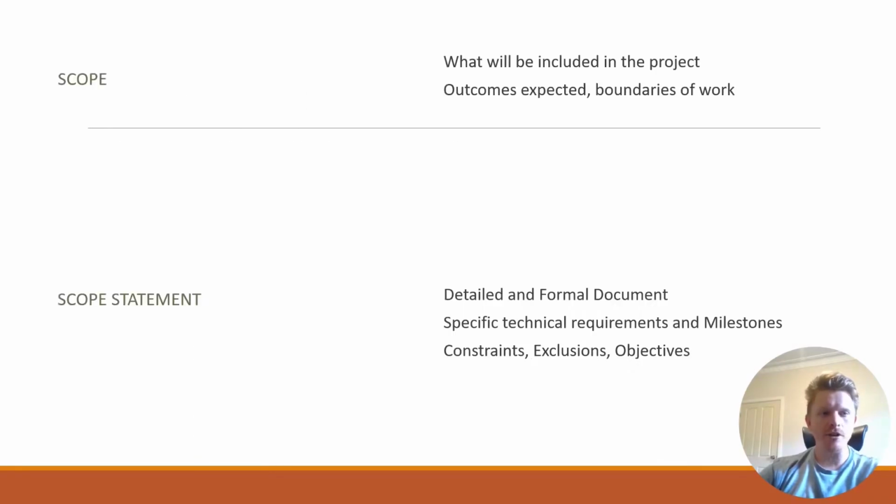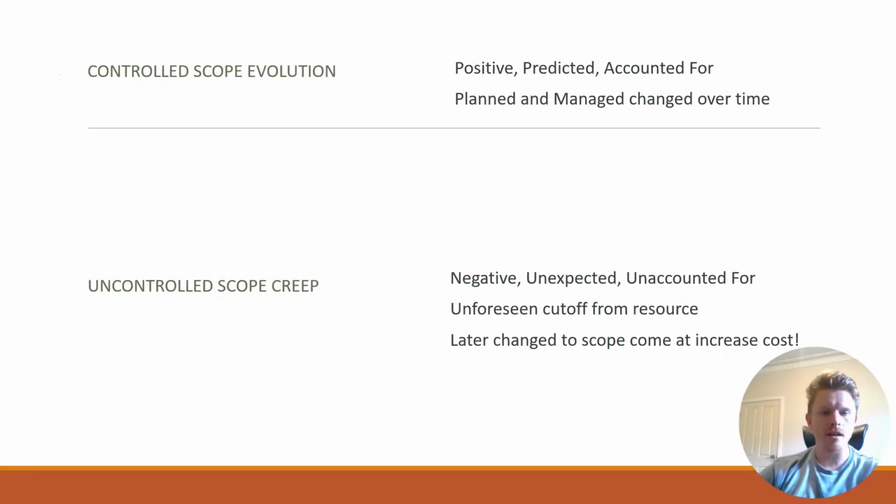But wait, before we look at the project itself, it's important to define a few key terms in project management. Scope, referring to the work required to successfully deliver a project, outlining what outcomes are expected and the boundaries of the work being completed. Scope statement, a more detailed and formal document, outlining specific deliverables, technical requirements, milestones, and project objectives. Controlled scope evolution, usually positive because it's predictive, to adapt to future needs, regulations, or technological improvements.